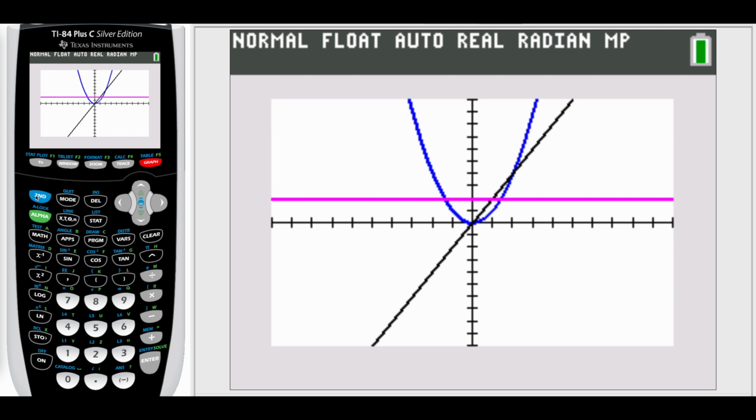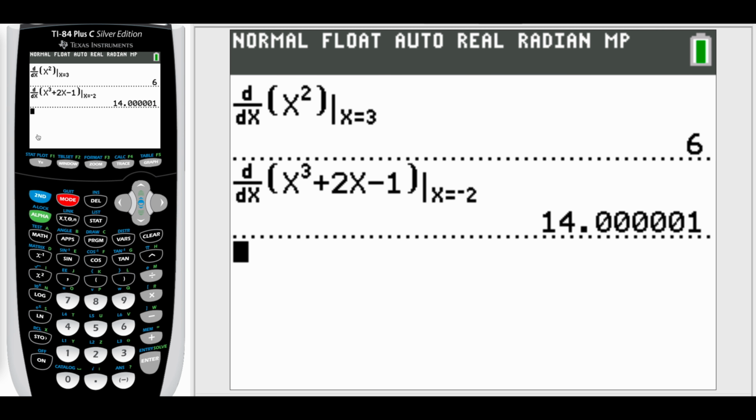So that's basically how to use derivatives in your calculator at a point, as well as make them graph. It does come in handy sometimes when you're doing certain problems. So yeah, if you have any questions on this part, definitely let me know.